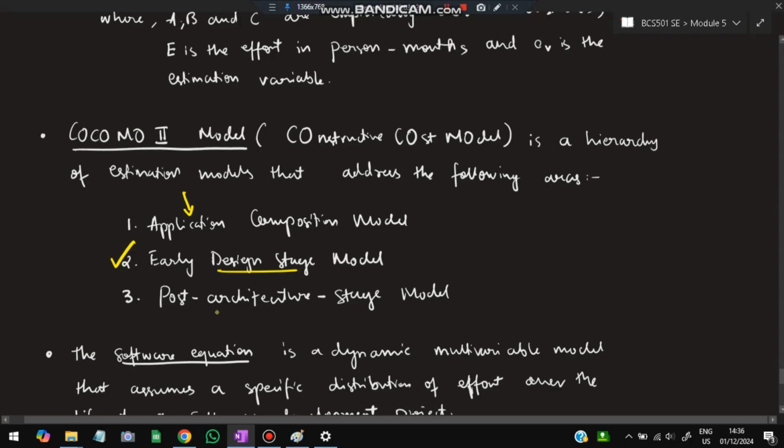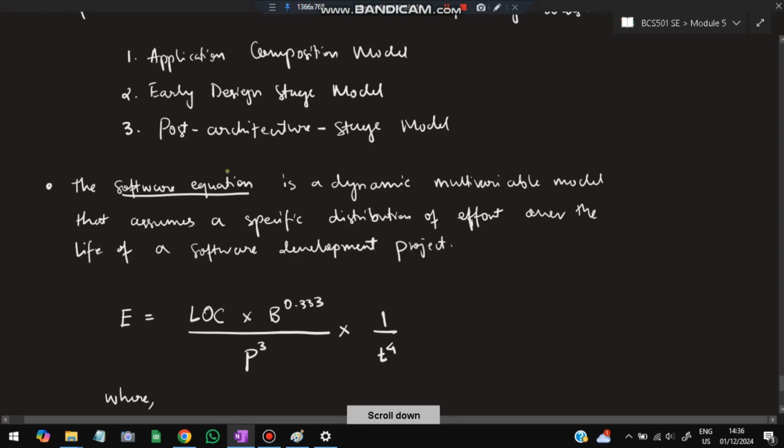Early design stage model. This is the second type of model. We will be having a design at the early stage. And post architecture stage model. This is the model where, after the model is made, we will be having a post architectural stage. We will be analyzing what different estimates are required after the project is made. Okay, the last one is the software equation.